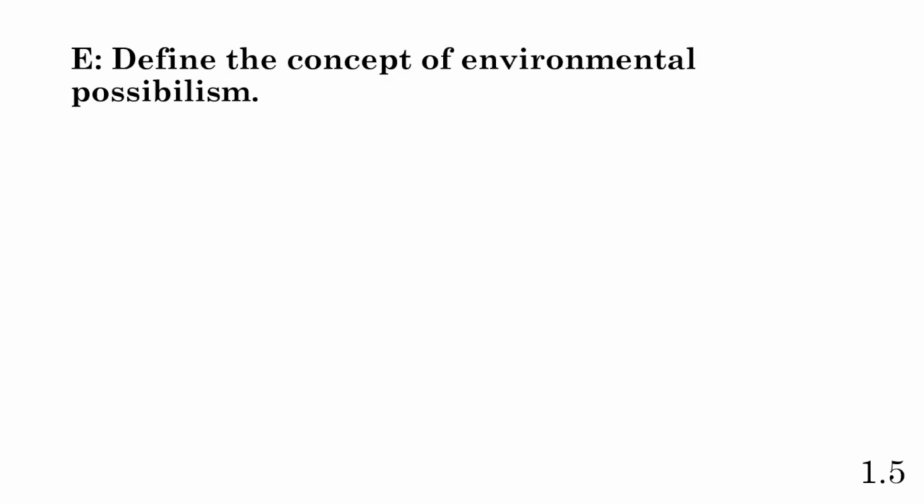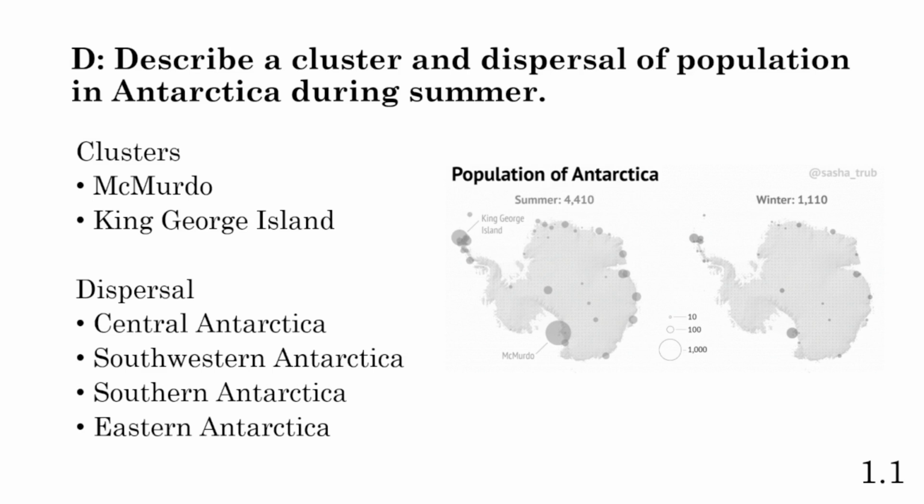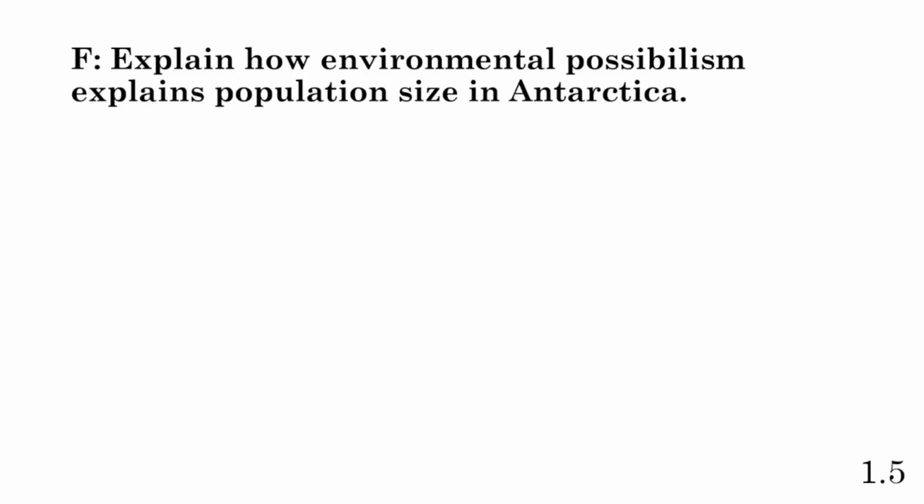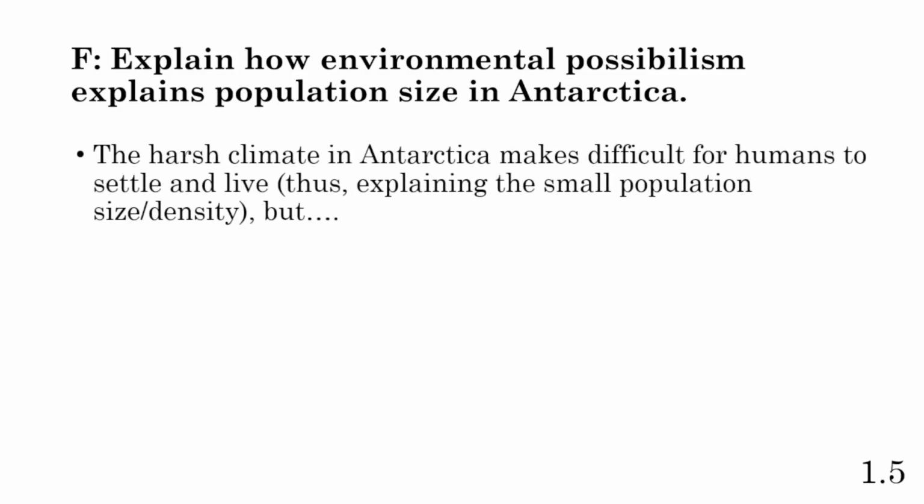That's why we look at a map again. There's like 4,000 people living there during the summer. That's not that many people. Even during winter, when the winters are harsh, it's only 1,100 people. So how does that apply to possibilism? So the harsh climate in Antarctica makes it difficult for humans to settle and live, and that explains the small population size, and we could say the small overall population density. But that's a limitation. But how does that relate to possibilism?